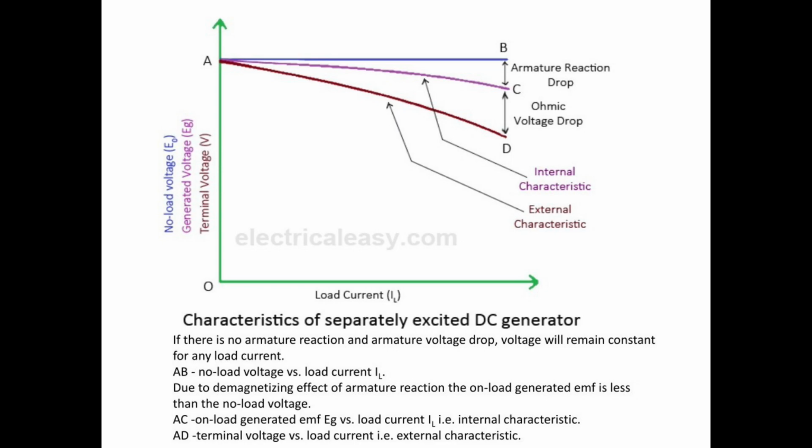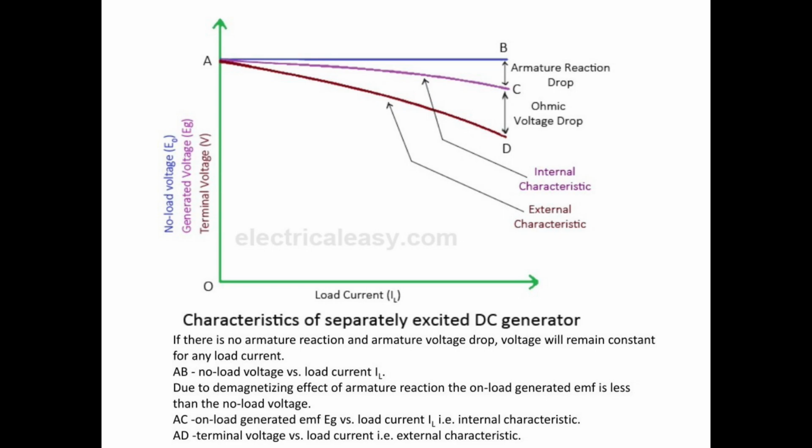and armature current IA. Okay, so here EZ can be determined by subtracting the drop due to demagnetizing effect of armature reaction from no load voltage E naught. Okay, so EZ equals E naught minus drop due to the demagnetizing effect of armature reaction. Therefore, the internal characteristics curve lies below the open circuit characteristics curve.